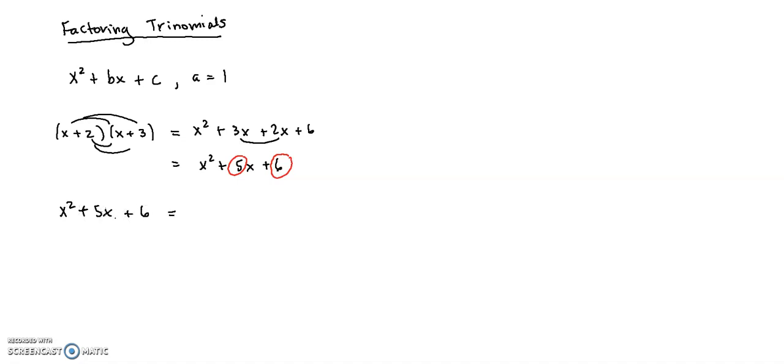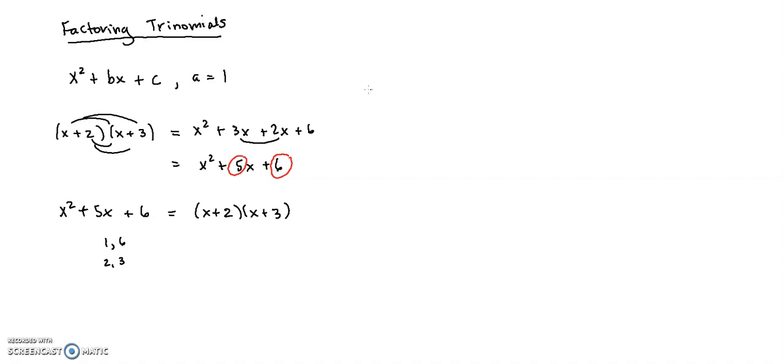If we were starting with this and didn't know where it came from, we would look for factors of 6 that would give us 5. We could say 1 and 6, but that won't combine to give us 5. 2 and 3: 2 times 3 is 6, and 2 plus 3 is 5. Those are our factors. You can always FOIL it back out again to make sure you have the right one.